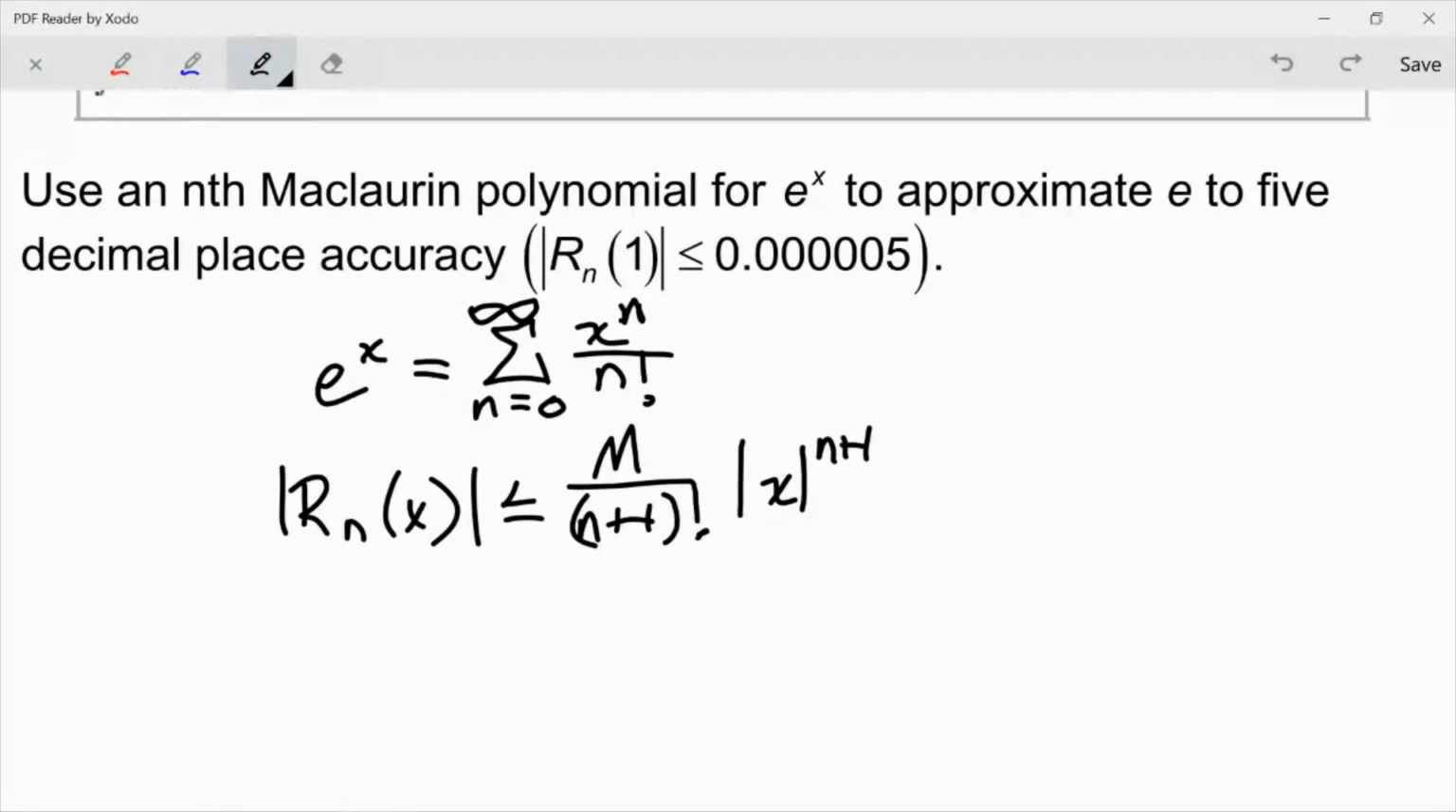Okay, so now this one's a little different. Normally, when we have to find the maximum value of the next derivative, we would evaluate at our center point of our interval, and we would evaluate at the end point of the interval that we're looking at. So for example here, if we look at the center point, it would be e to the 0 power because our center of our series is 0.